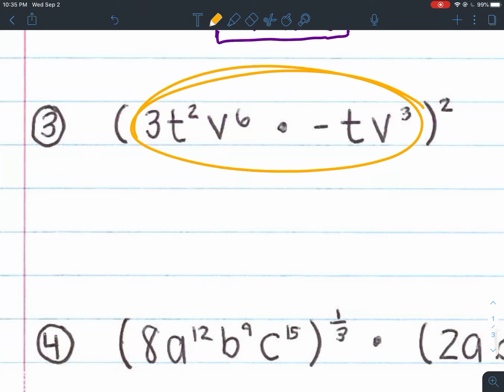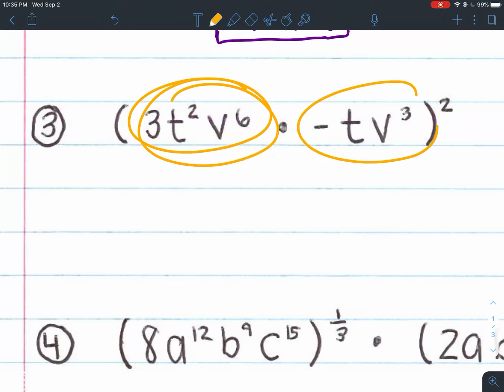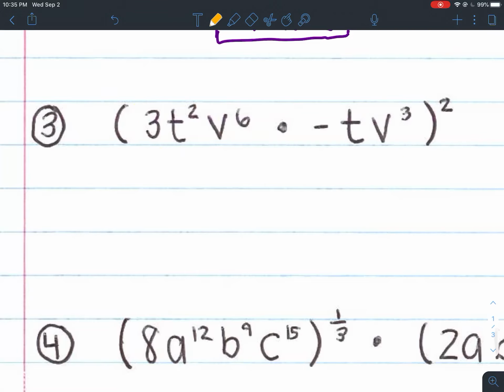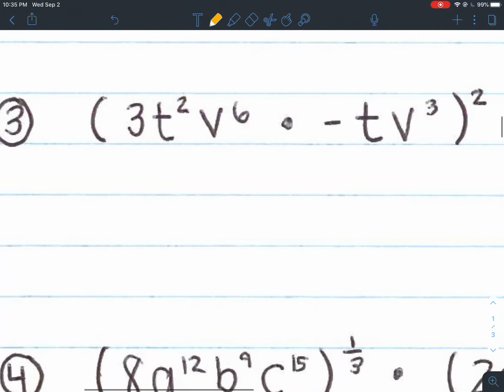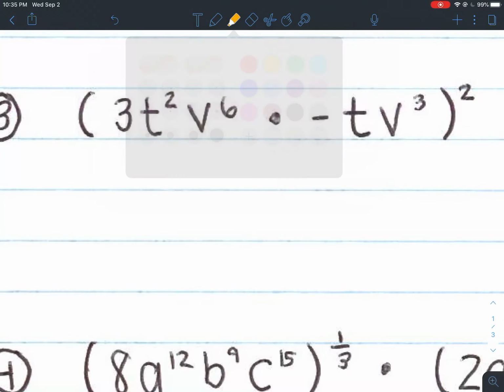So inside the parentheses, individually, I can't do anything to them. The bases aren't the same. I can't combine anything. But as a whole, I can actually combine some stuff here. So you're going to look at your big bases together, so your big numbers. So I have 3 here. You're like, well, there's no other number here. Actually, what number is in front of this t? It's really a -1, right?